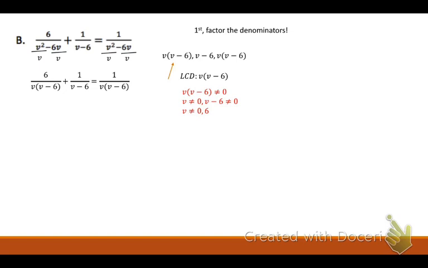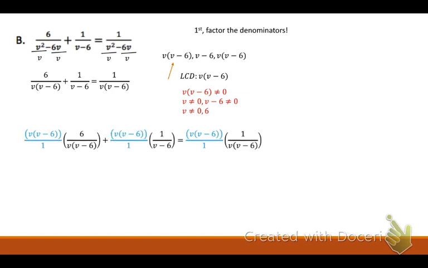I'm going to multiply everything by the common denominator. And I'm just going to write those over 1 so it's easy to see stuff that cancels. That first one, those v's will cancel, and the v minus 6's will cancel. Second one, the v minus 6's will cancel. Third one, everything will cancel. So the v's cancel, and the v minus 6's cancel. So I'm left with 6 plus v times 1 equals 1, which is 6 plus v equals 1. Subtract the 6 over, you get v equals negative 5. Negative 5 is not 0 and it's not 6, so that's our final answer there.